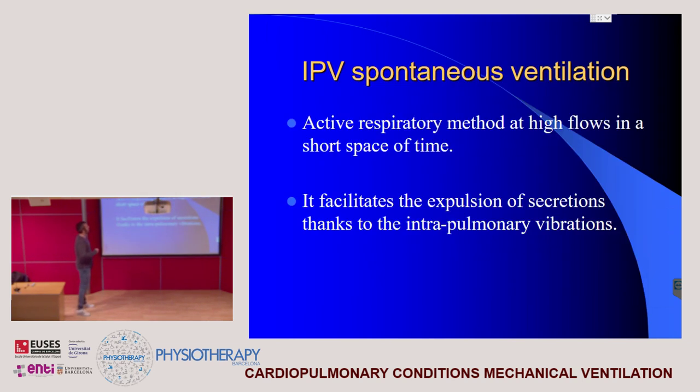And the other one is the IPV, intrapulmonary percussive ventilation, which is this type of ventilation that is used to drain secretions, because it's a method that works with very high flows in a short space of time. It uses a device that we will see just now, with an electric diaphragm. And it is used in cystic fibrosis and could facilitate or ease the expulsion or the removal of secretions.